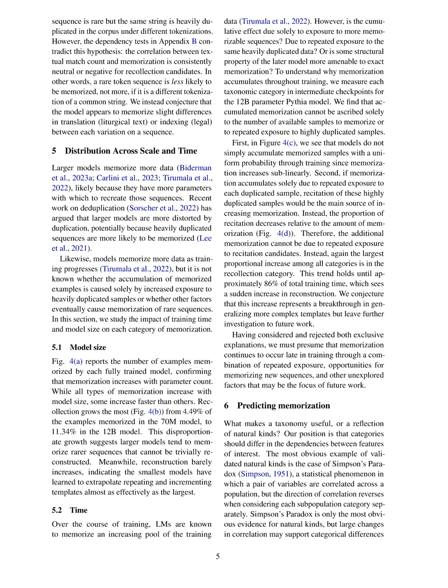On the other hand, the category of reconstruction barely increases with model size, indicating that even smaller models are effective at extrapolating, repeating, and incrementing templates. The findings show that the accumulation of memorized examples is not solely due to increased exposure to heavily duplicated samples, but also involves other factors that lead to the memorization of rare sequences. Additionally, the proportion of recitation decreases relative to the overall amount of memorization as model size increases, further emphasizing the impact of model size on the different categories of memorization.